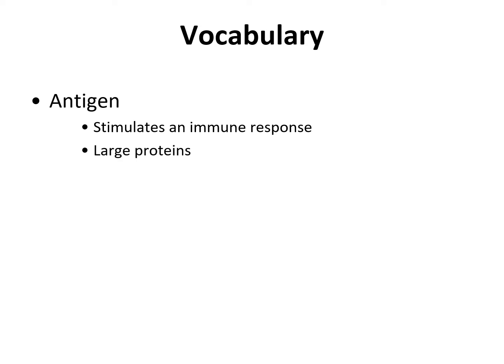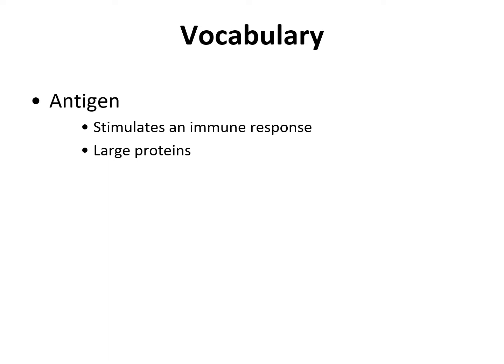For this lecture, I'm going to focus on the humoral immune response and more specifically just on antibodies. In order to understand antibodies, there are three important terms you need to know. The first term is antigen. An antigen is a molecule that stimulates an immune response. So an antigen is a molecule that is going to activate or trigger an immune response. And most antigens are some sort of large protein. So they have to be relatively large molecules and they have to have a protein component. So that's what an antigen is.